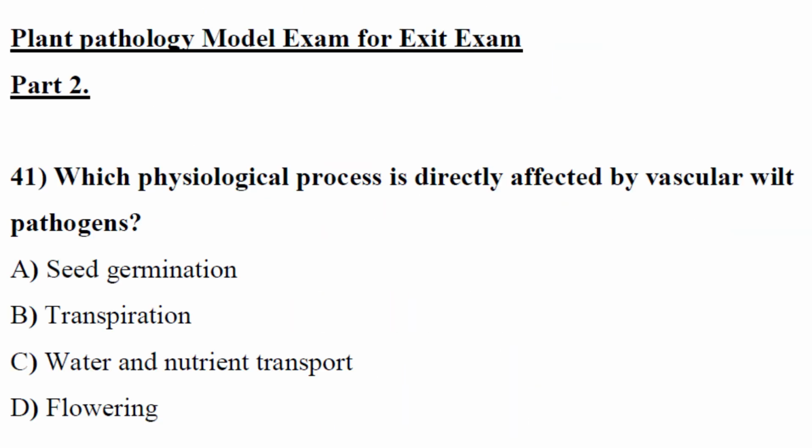41. Which physiological process is directly affected by vascular wilt pathogens? A. Seed germination. B. Transpiration. C. Water and nutrient transport. D. Flowering. Answer: C. Water and nutrient transport.